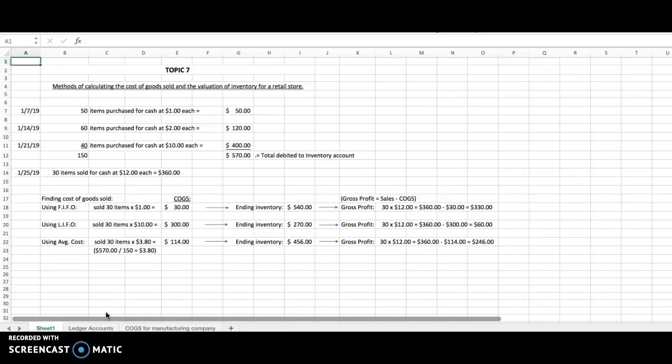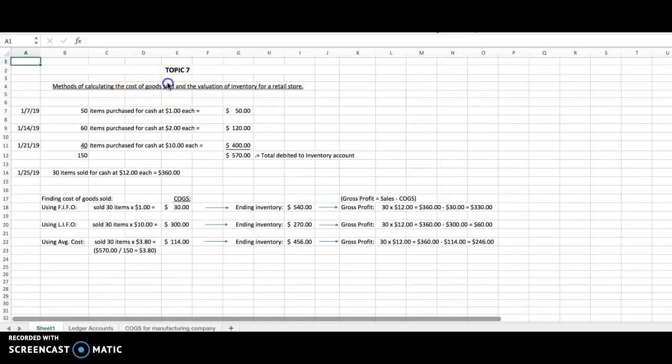So we talked about something called first in, first out. We talked about something called last in, first out. And we just talked about something called average cost. These are different methods of determining how much the items that we sell originally cost us. So let's take a look at the screen and we'll look at some examples.